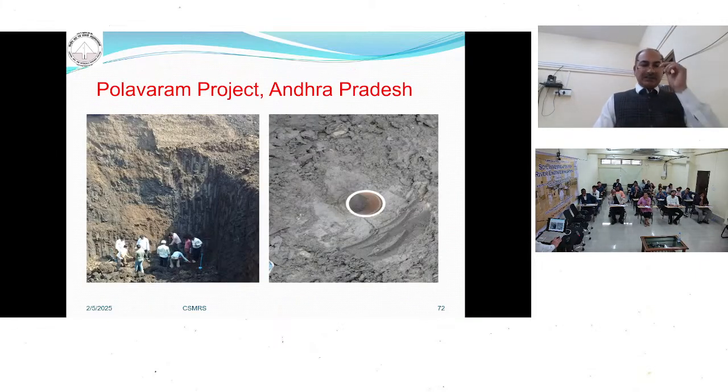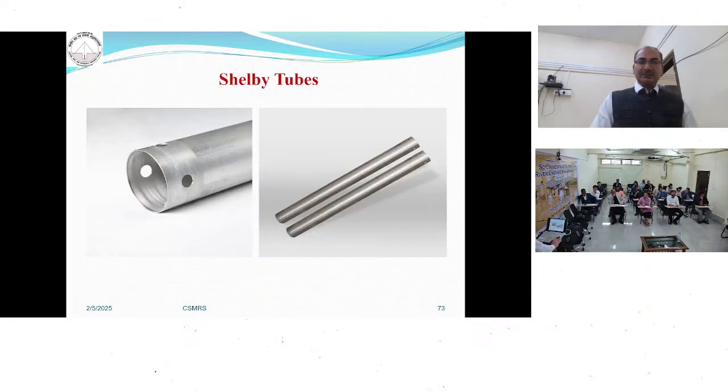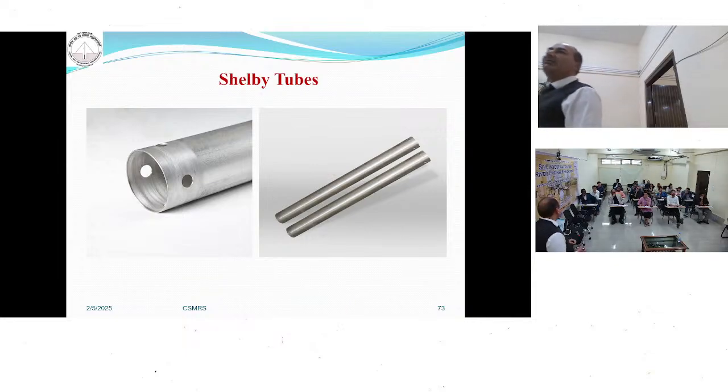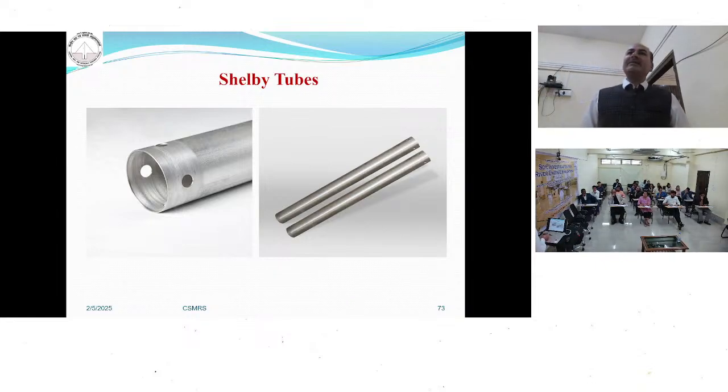So these are the pictures of how we take the samples in core cutters. Second is the Shelby tubes. In case of boring, when you are making the boreholes and you want to collect the disturbed sample, or when you are collecting the undisturbed sample, in that way you can also determine the density of the samples. So for the collection of the samples we use the Shelby tubes. So this is the picture of the Shelby tubes.